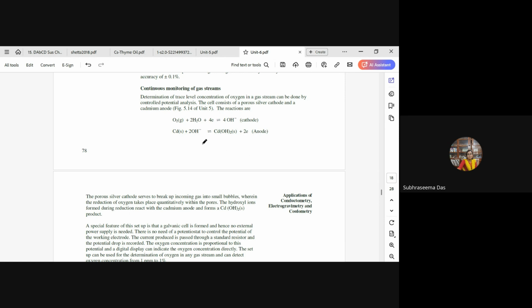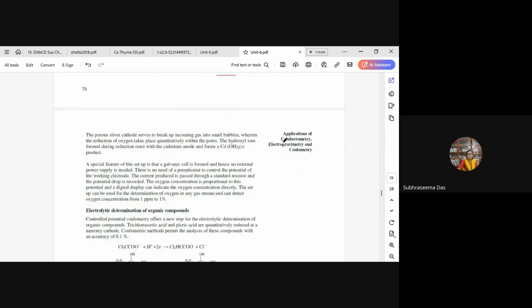So the cell reactions consist of a silver cathode and a cadmium anode. At the cathode we see 4OH minus, and at the anode cadmium hydroxide is evolved. The porous silver cathode serves to break up the incoming gas into bubbles. The hydroxyl ions that are formed here, during reduction with the cadmium anode, form cadmium hydroxide.